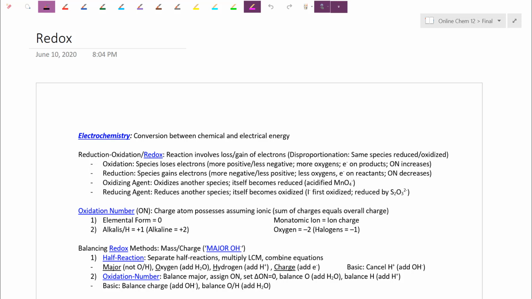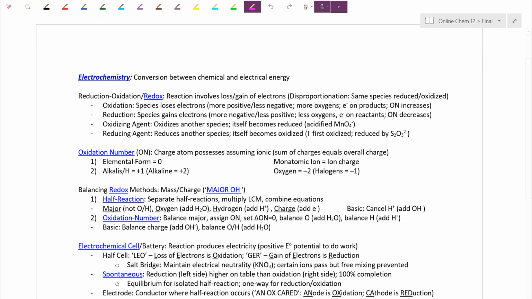Morning everyone. So we're going to finish off our final review in looking at our Redox chapter. Hopefully some of these concepts are still really fresh in your head here. We looked at this section here on electrochemistry. It was this interplay between electricity and chemistry.